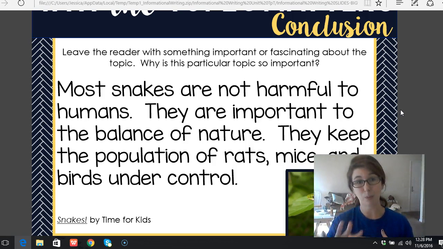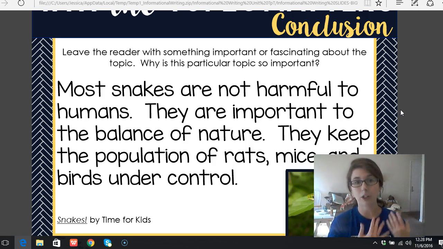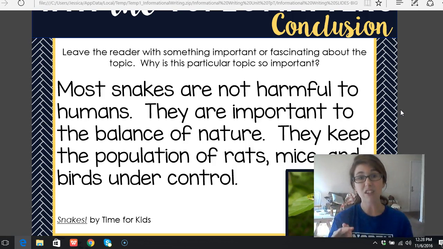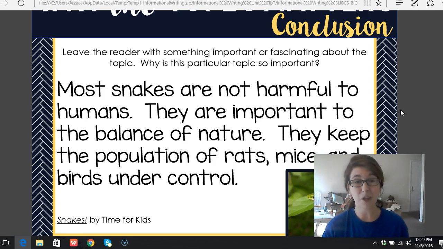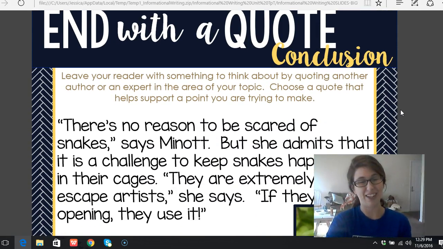To me, if this were my paper, and I'm just judging by the conclusion, remember how we talked about your conclusion, you're kind of reminding your reader what you've just said in your body paragraphs? If this were my paper, I probably had body paragraphs explaining how they kept the population of rats, mice, and birds under control, probably with some facts about how they did that as well. This conclusion leaves you with something important to think about, but also could potentially wrap up and summarize what you've already written about. And then this is a really great one.